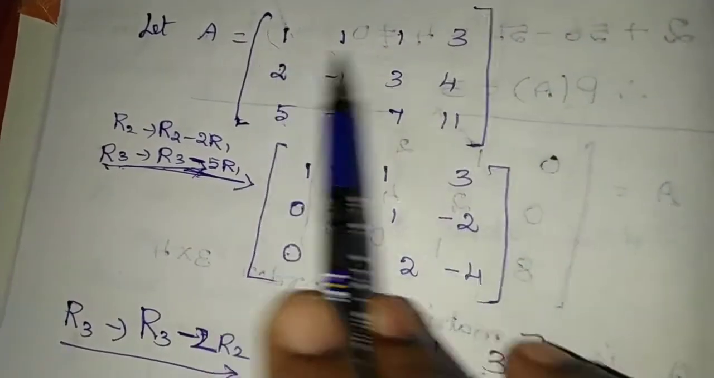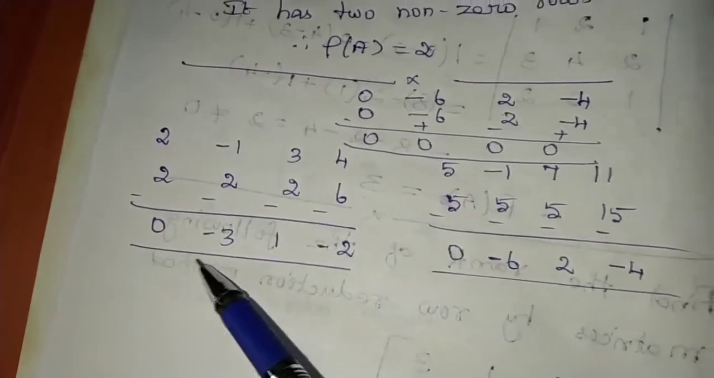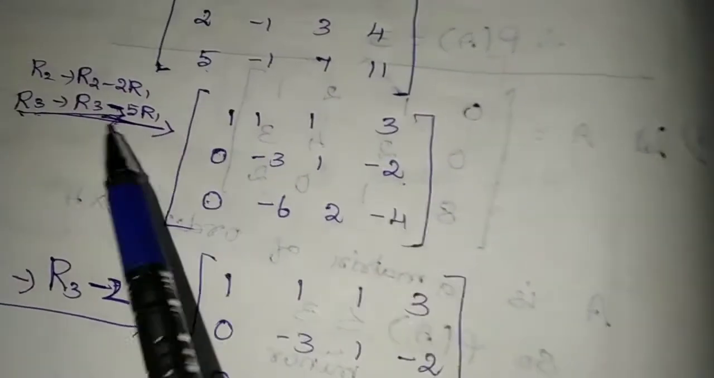Now R1 multiplied by 2 and subtract. Change the sign, subtract the values: 0 minus 3, 1 minus 2. And also R3 minus 5R1.